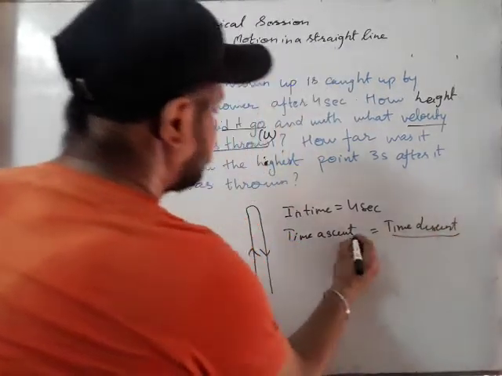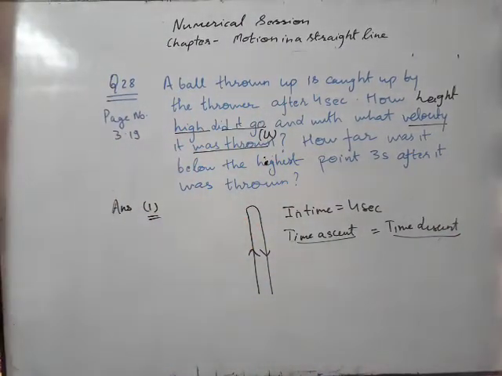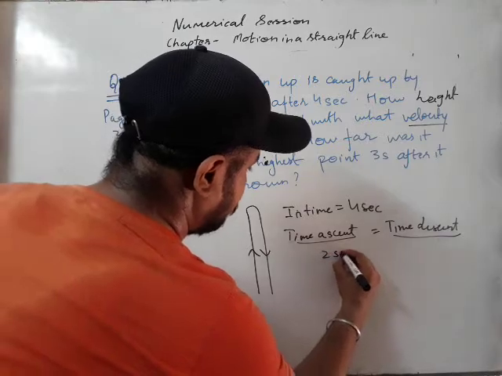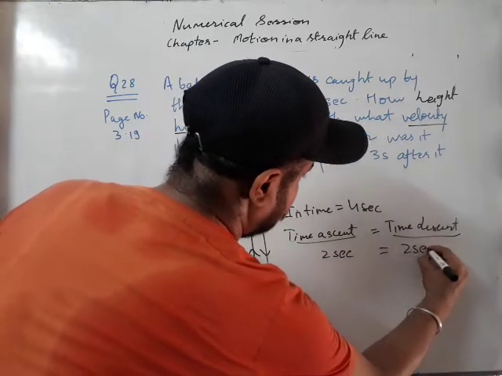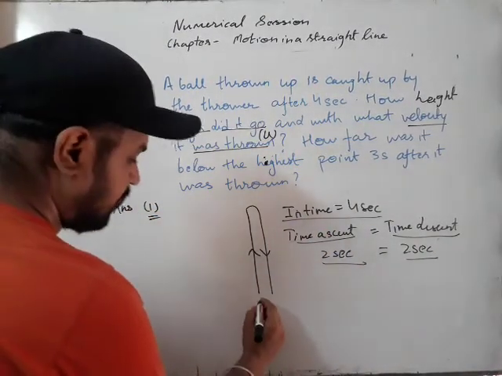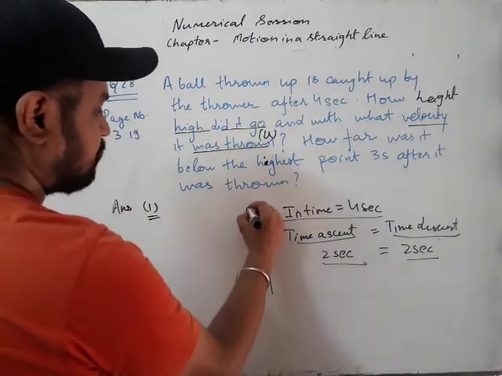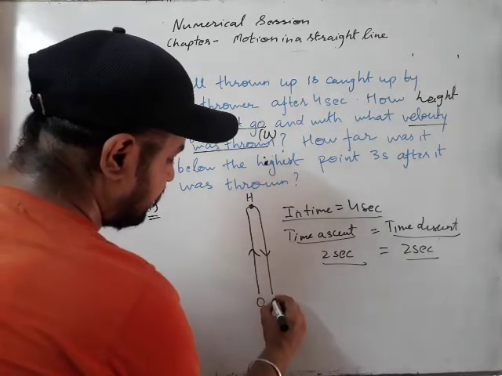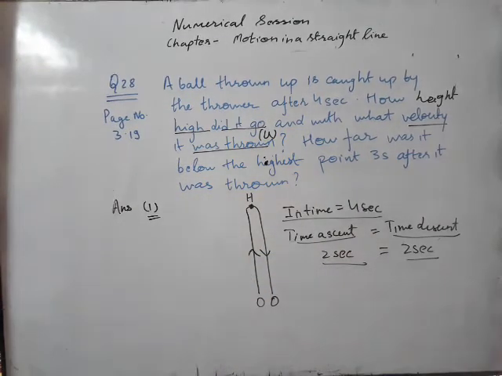That means the time taken to reach the highest point and the time coming down again to that point are always equal. So time of ascent and time of descent will both be equal to 2 seconds over here, because both will be half the total time. It is given that the ball is thrown from the observer, reaches the highest point H, and comes back from that highest point to the observer again. So time of ascent will be equal to time of descent. We will now consider time of ascent and descent accordingly.